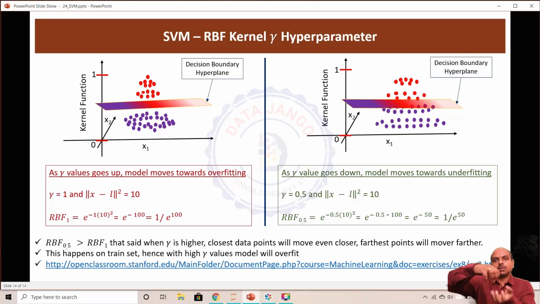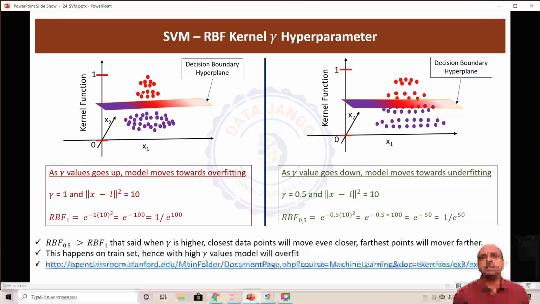That means it is not too strict in moving one class's data points very close and another class's data points very far. So as the gamma value reduces, the overfitting reduces. As the gamma value increases, the overfitting increases. Same as C. When C increases, overfitting increases. When C reduces, overfitting reduces. So you can play with these two hyperparameters and make the model the best.